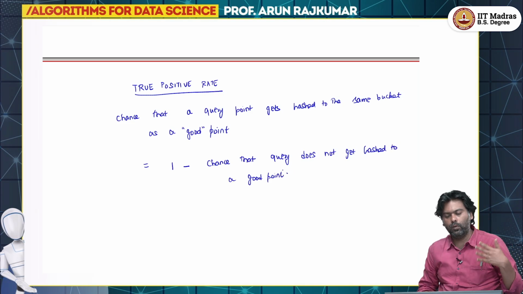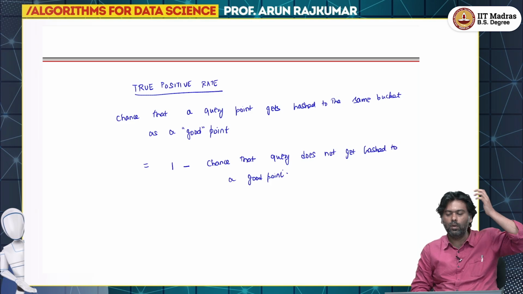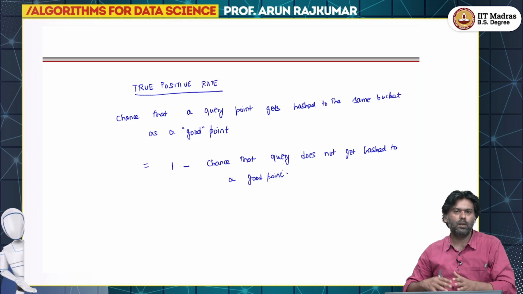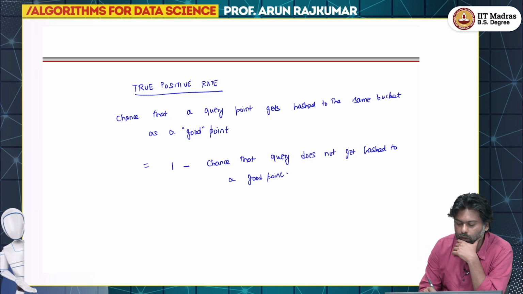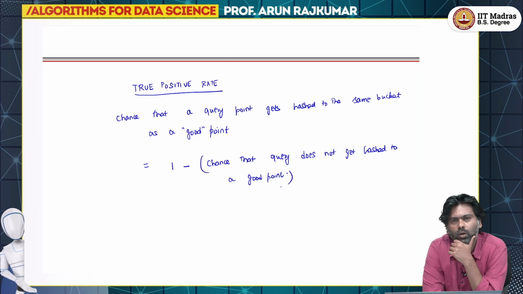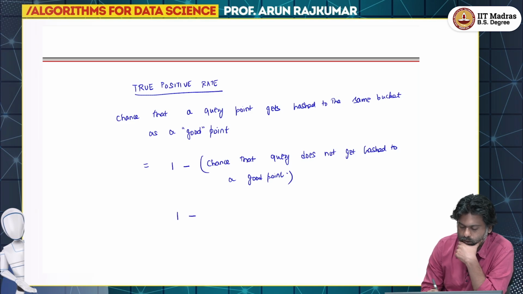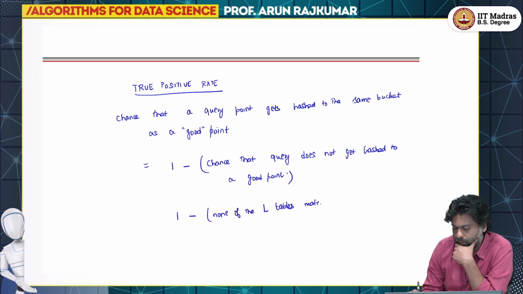Right. So, well, we want the chance of a query point getting hashed to the same bucket as a good point. So, which means it is 1 minus the chance that that event does not happen. So, what does it mean to say that event does not happen? That the event does not happen means that none of the L tables match, right. So, that is what it means, right. So, this is 1 minus the chance that none of the L tables match.